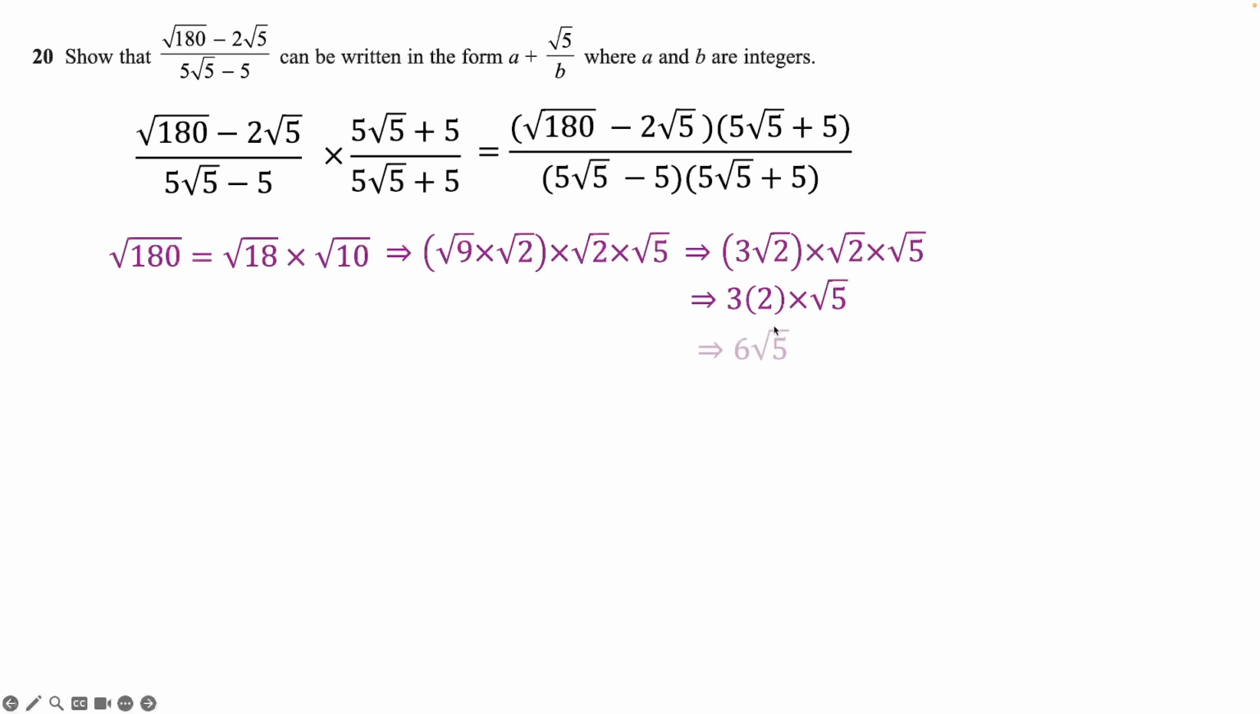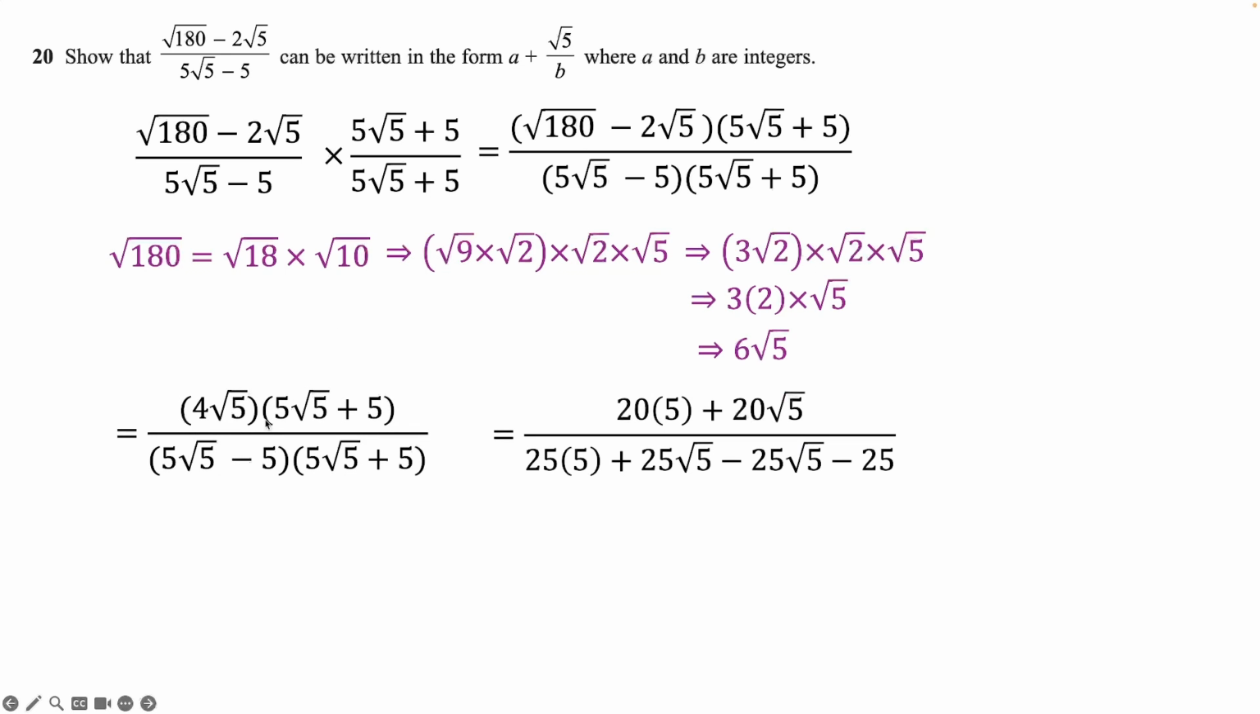So 3 times 2 is 6, so that gives us 6 root 5. So instead of saying square root of 180, I could say 6 root 5. Well, 6 root 5 minus 2 root 5 is 4 root 5. So I can rewrite this thing like this. And this is a lot easier to work with.